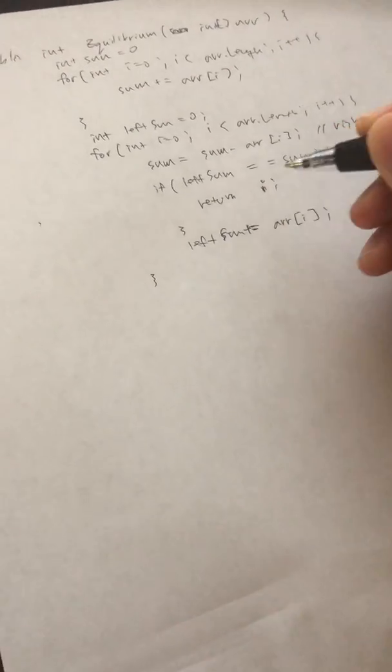So if the loop finished executing without hitting this return, that means there is no equilibrium point. So I'm going to return negative 1 as a sign that there exists no equilibrium.